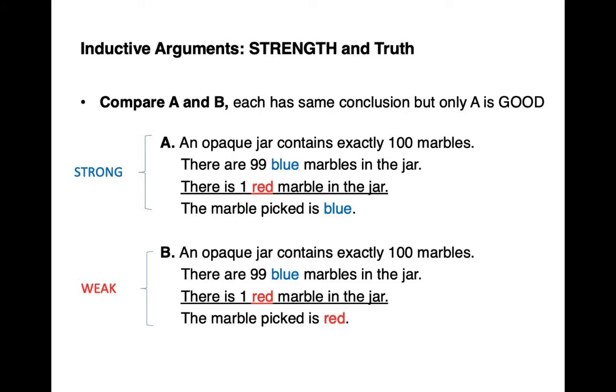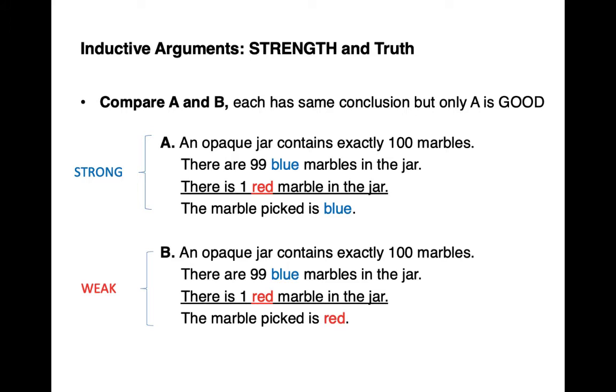Now the weak one, Argument B. An opaque jar contains exactly 100 marbles. Okay, same assumption from before. There are 99 blue marbles in the jar. There is one red marble in the jar. Conclusion: probably the marble picked next is red.